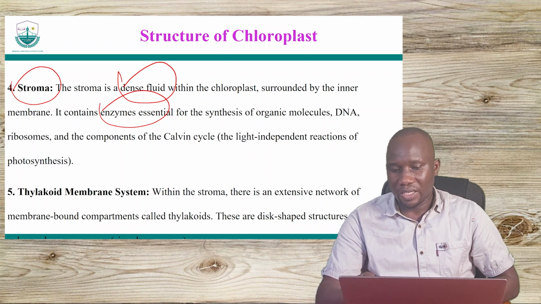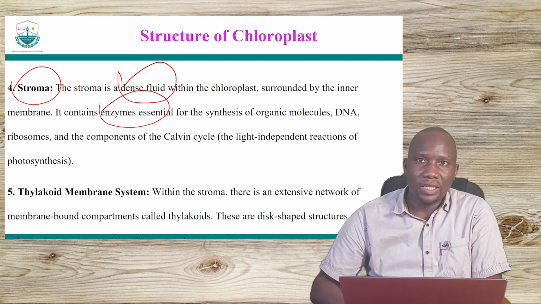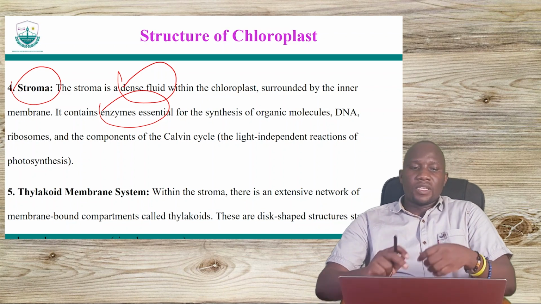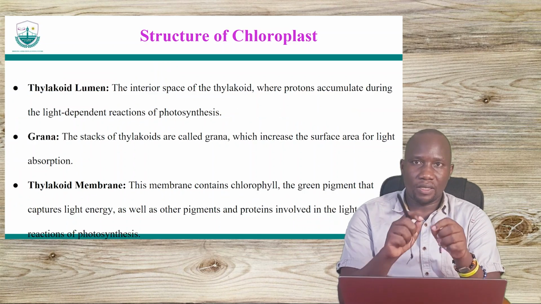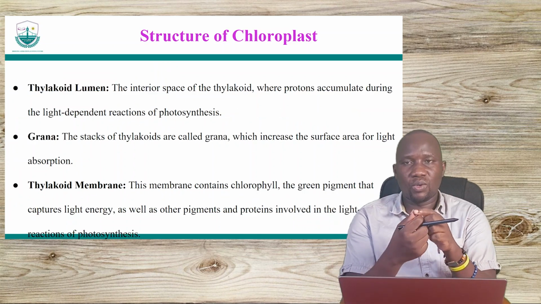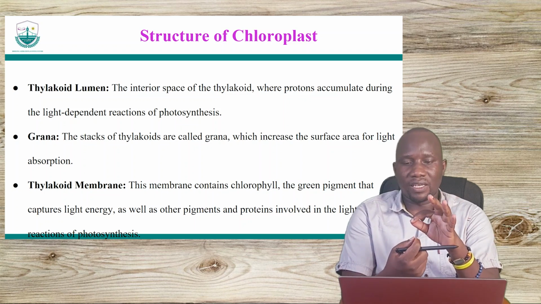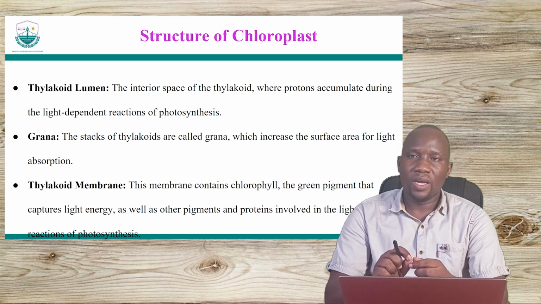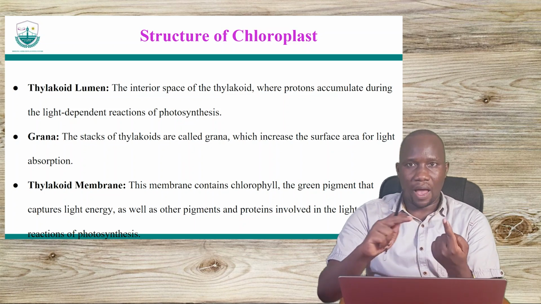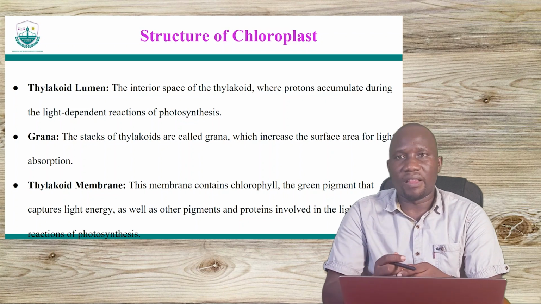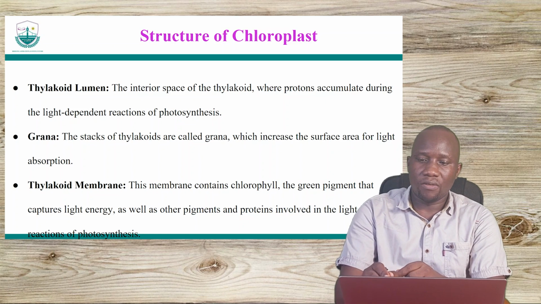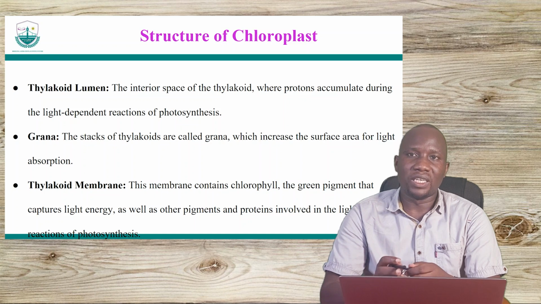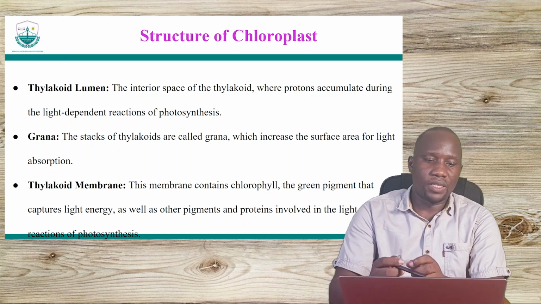This is the thylakoid system that we are talking about. So what does it contain? We have the thylakoid lumen, basically the interior space. When we talk about lumen, that space inside the tube-like structure, that's the lumen. That means if you pass across, you see that space there. That space is very important because it contains the protons, and these protons are very important during the light stage of photosynthesis.